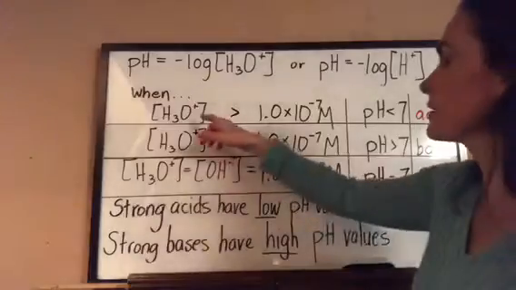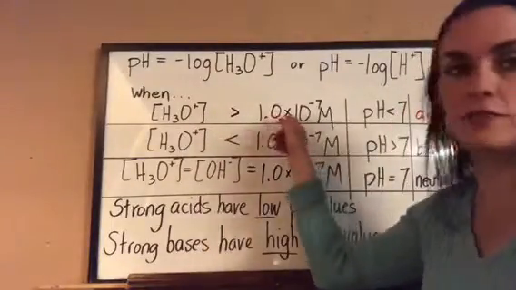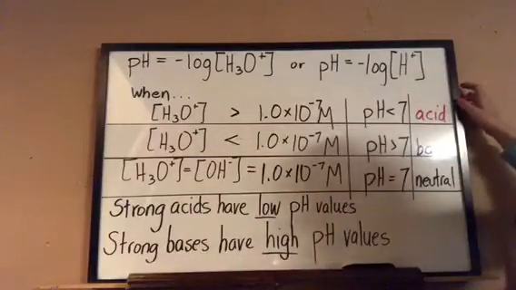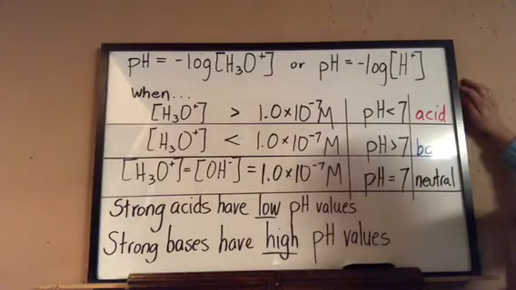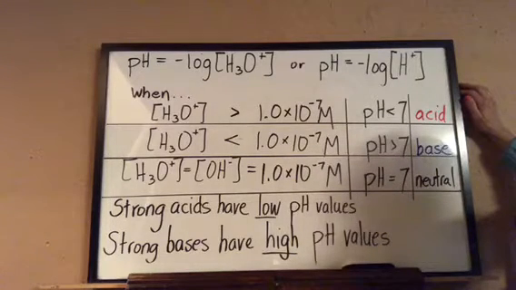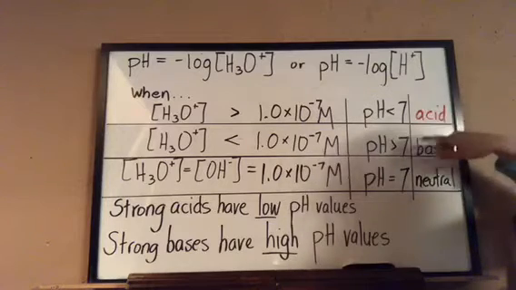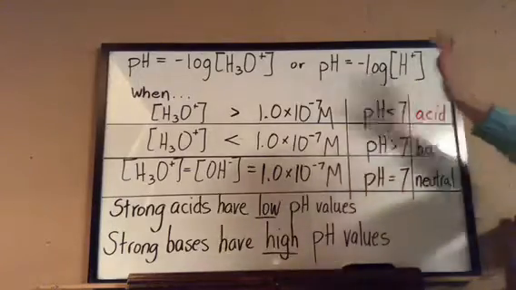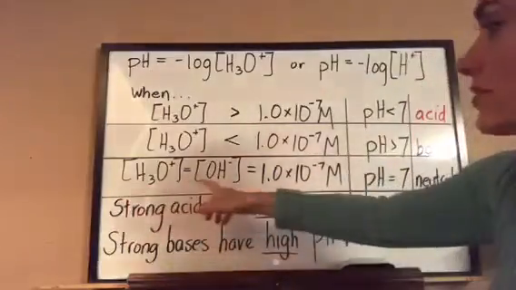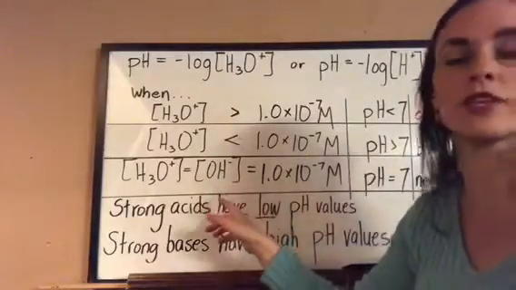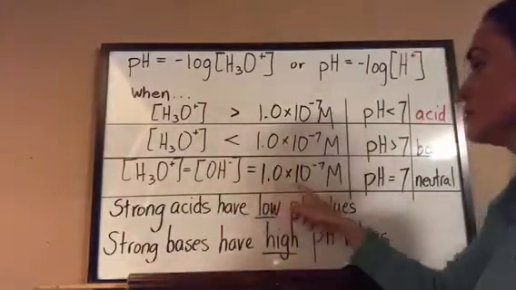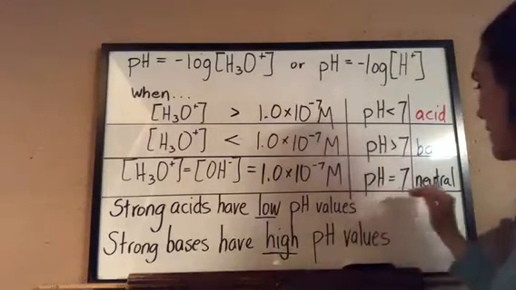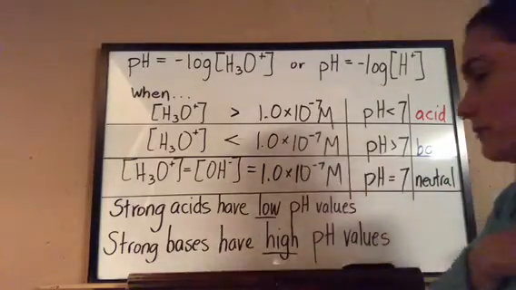Okay, when the hydronium ion concentration is greater than 1 times 10 to the negative 7th, that results in a pH below 7, which classifies an acid. When the hydronium ion concentration is below 1 times 10 to the negative 7th molar, then the pH is greater than 7, and we have a solution that's a base. When we have the hydronium ion concentration equivalent to the hydroxide ion concentration, and that being 1 times 10 to the negative 7th molar, we have a pH of 7, meaning we have a neutral solution.